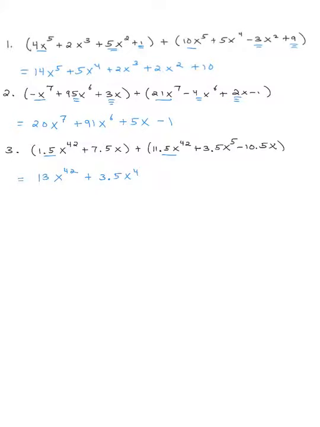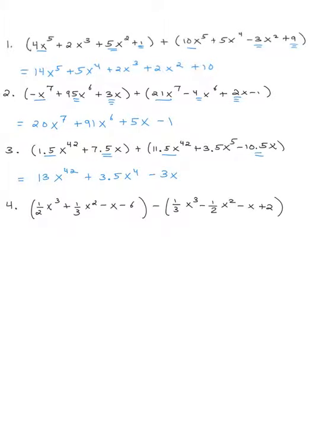Okay, now, again, we don't have anything until we get to an x to the first power, which is a 7.5, and we are subtracting 10.5, which would give us a total of negative 3x, and then there are no numbers. We've combined all like terms.